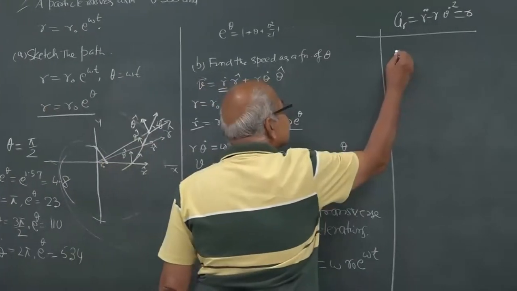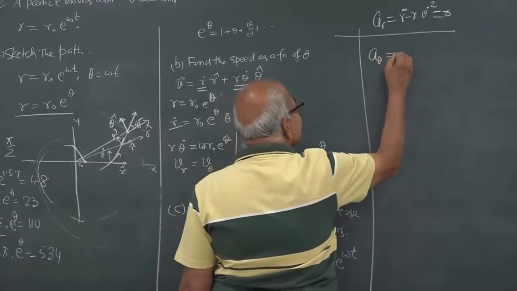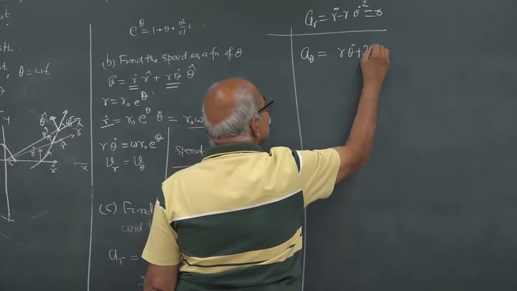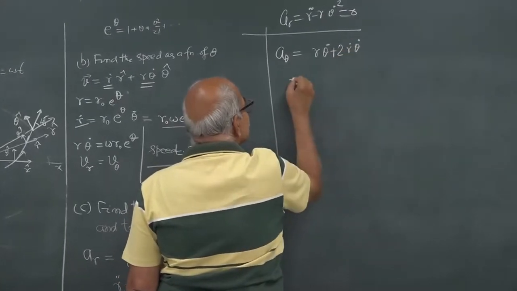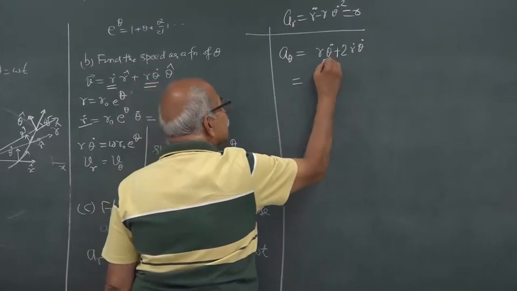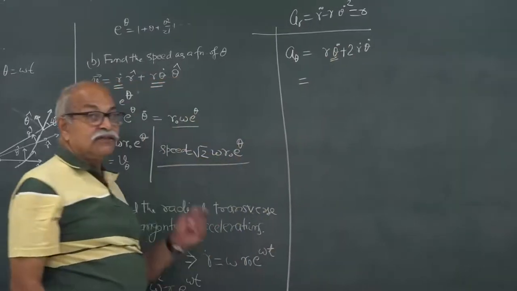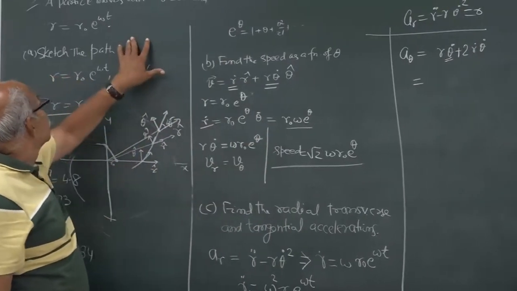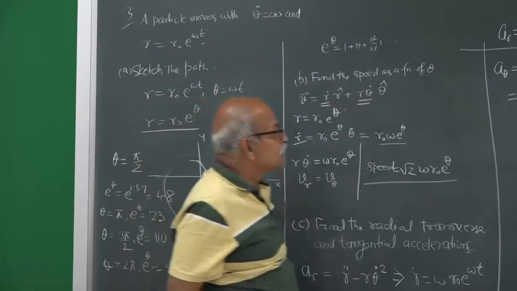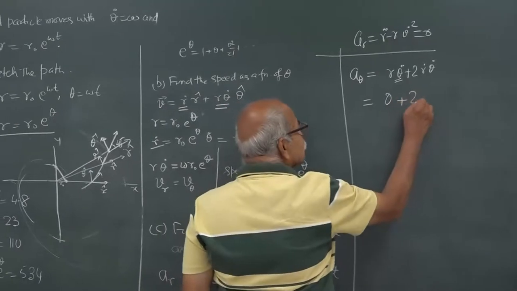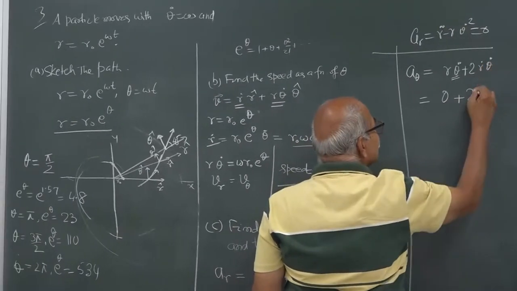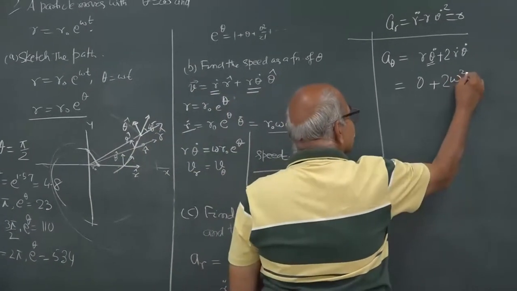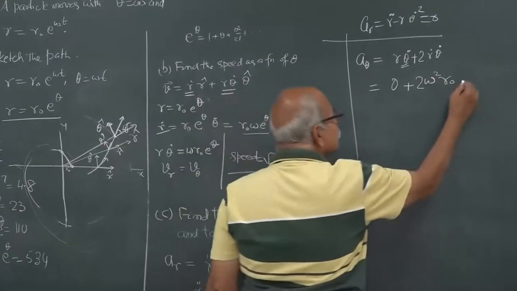Transverse acceleration, that means acceleration in the theta direction, is r theta double dot plus 2 r dot theta dot. Going in the same fashion, theta dot is d theta dt, and that is fixed, that is omega. So theta double dot is 0. Then 2 times r dot, which is omega r naught e power omega t, times theta dot, which is omega.